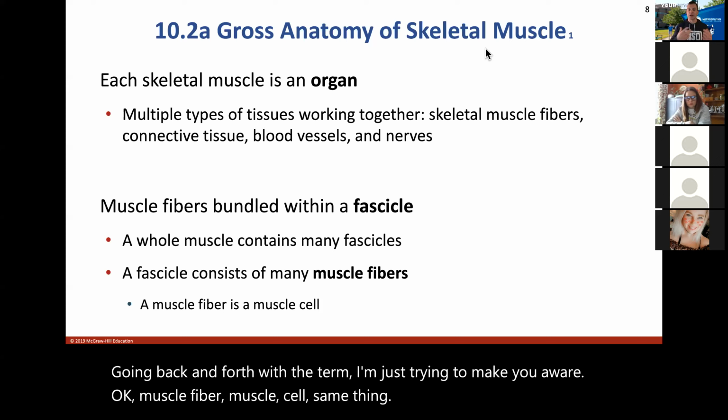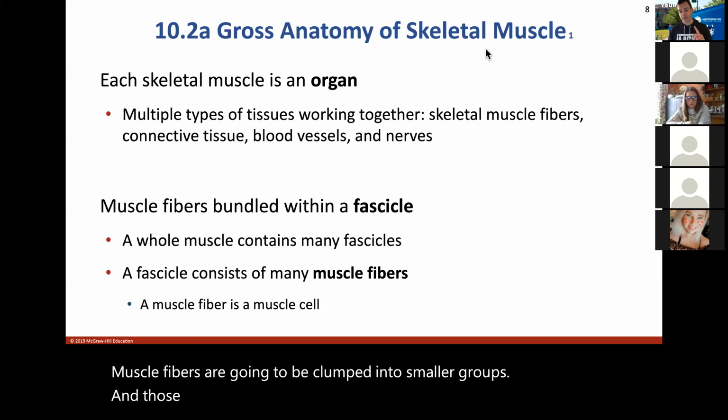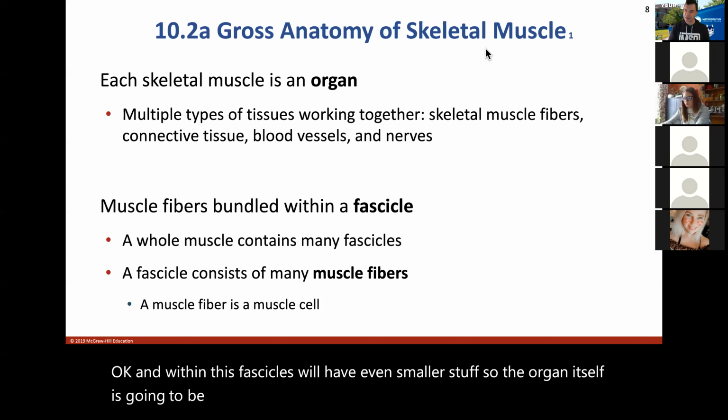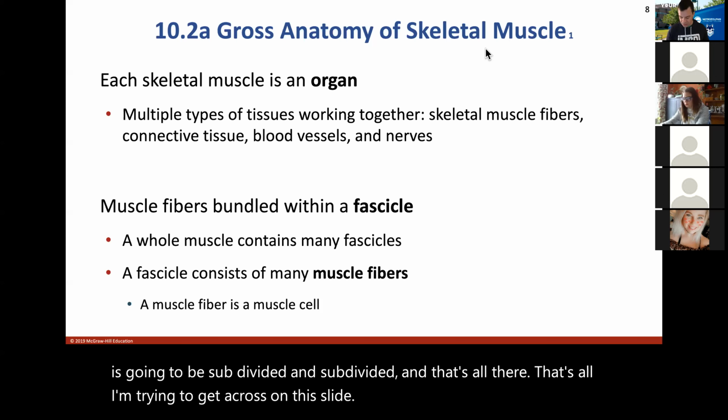Muscle fibers are going to be clumped into smaller groups. And those smaller groups are called fascicles. Okay. And within these fascicles, we'll have even smaller stuff. So the organ itself is going to be subdivided and subdivided. And that's all I'm trying to get across on this slide. What in the world does that look like?